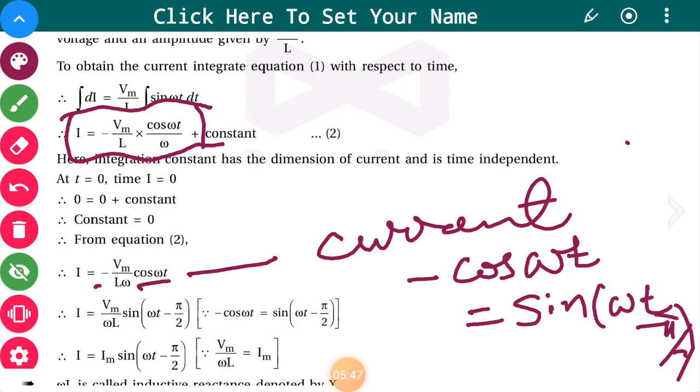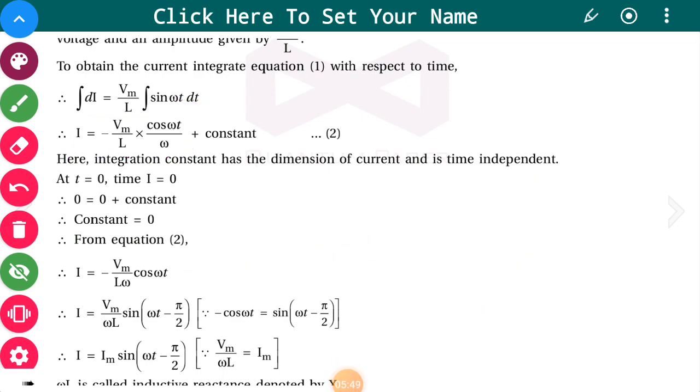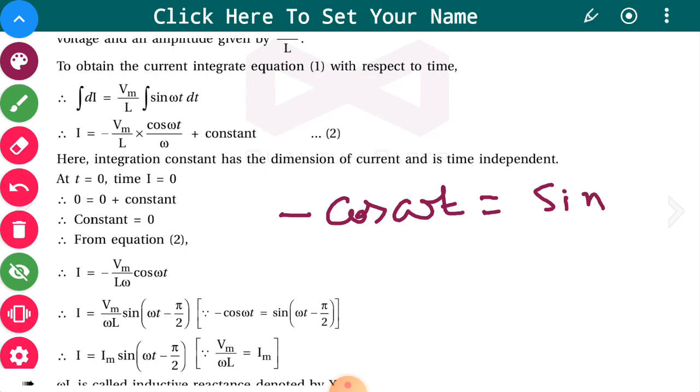Or we can try to understand it this way also. See, if you have minus cos omega t, then we can write this as sine of pi by 2 plus theta. Try to understand: if you make this a sine function, the cos function is negative in the second quadrant.